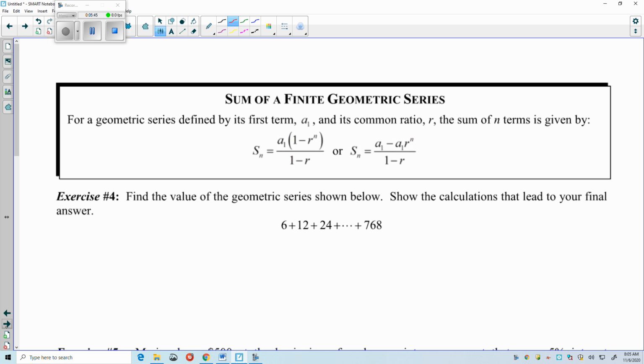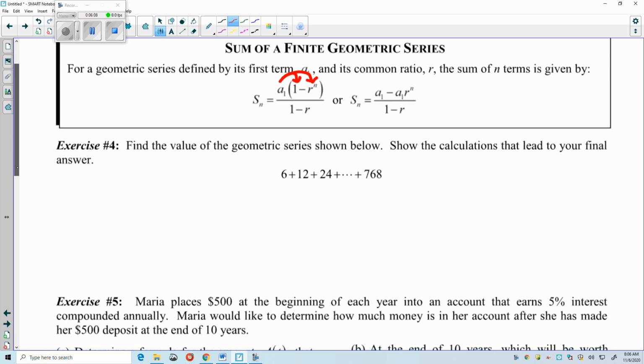So here's that formula that we had on the front. Take a look at how there's two different formulas. The only difference from this first one to the second one is they have distributed through that first term. Either one is acceptable. You can use either. I'm okay with that. And again, it has our first term as a sub 1, the ratio is r, and n is the number of terms.